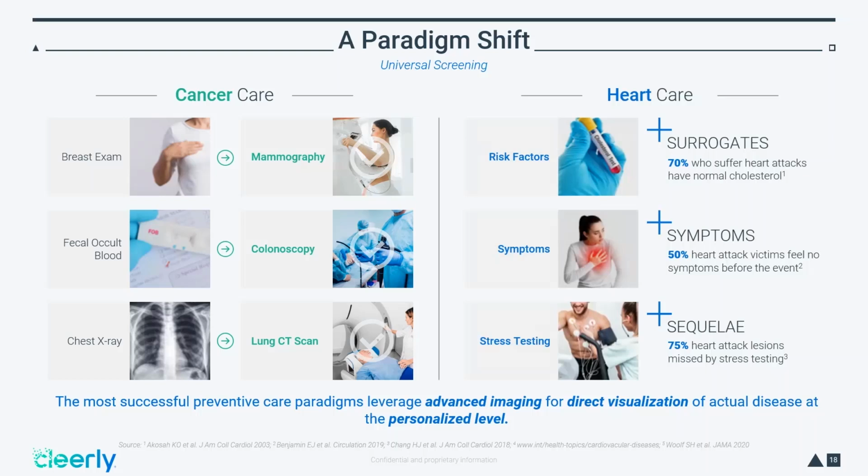We do not do that in heart disease yet. We rely on surrogates like risk factors. We rely on symptoms, which again misses half the people, and we rely on stress tests historically, which miss over 75% of lesions that cause heart attack.